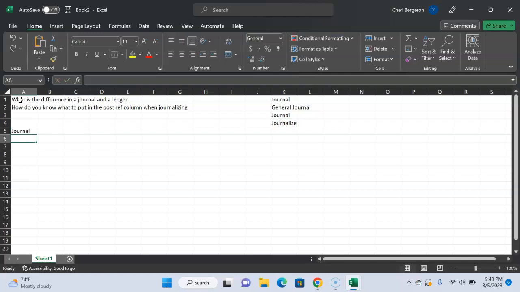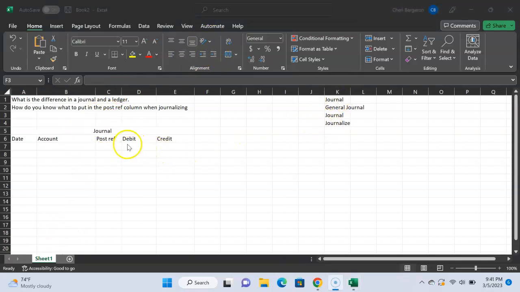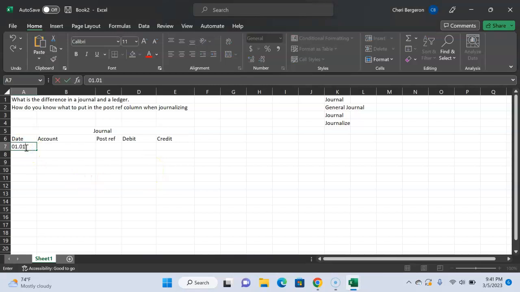We're going to say this is a journal, and it starts with the date, the account, the post-ref column, the debit, and the credit. It should say journal at the top so that you know that it's a journal. The journal is actually your transactions. You will put your transactions in here. So for example, on January 1, we buy a truck and pay cash for it. We bought a truck for $100,000, and we paid cash for it. So that's what you did.